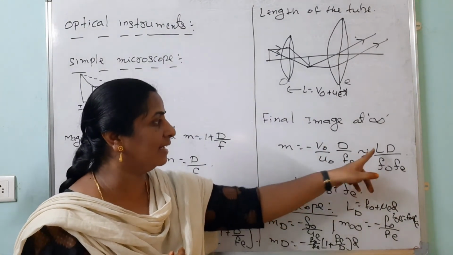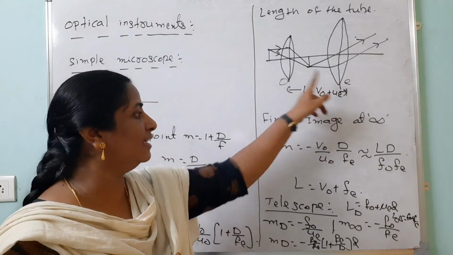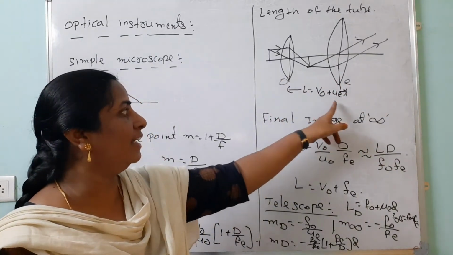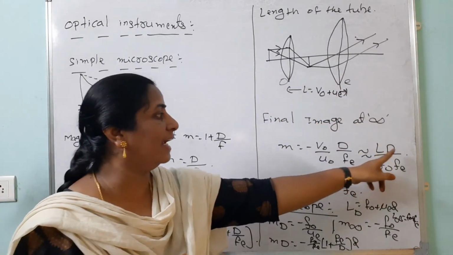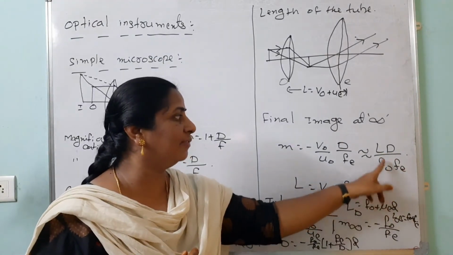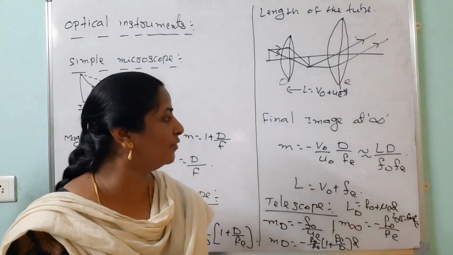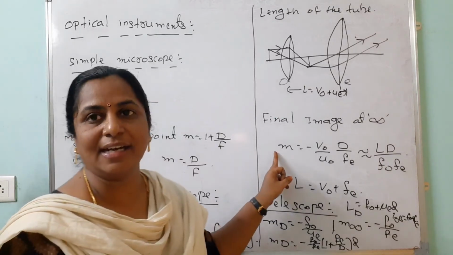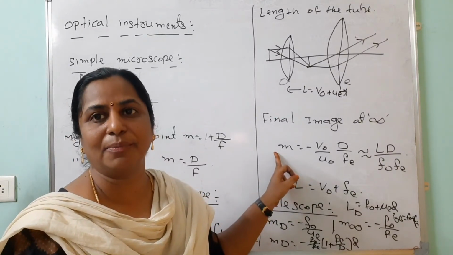In some cases, the distance between these two lenses is V0 plus Ue. Approximately, in terms of F0 and Fe and L and D, you can also find out the magnification at infinity. This is about the compound microscope.